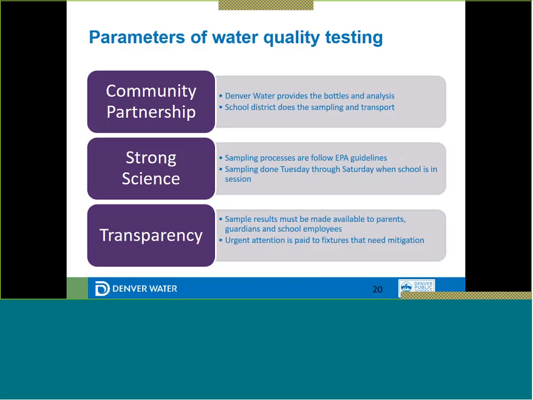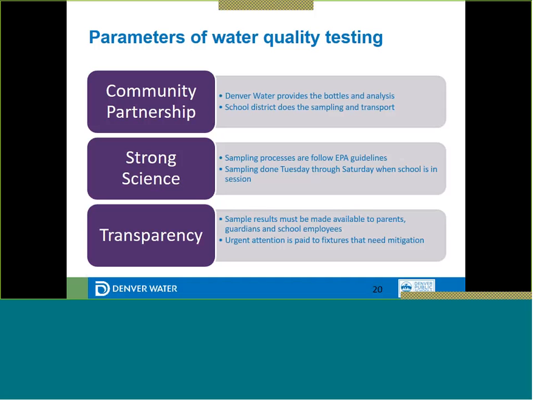Next, strong science was critically important. We wanted to ensure we were following the sampling processes that were outlined in the EPA guidelines. And we also wanted to make sure that our sampling was done on a Tuesday through Saturday when school is in session. This will be important for those of you who are just starting to work with school districts.